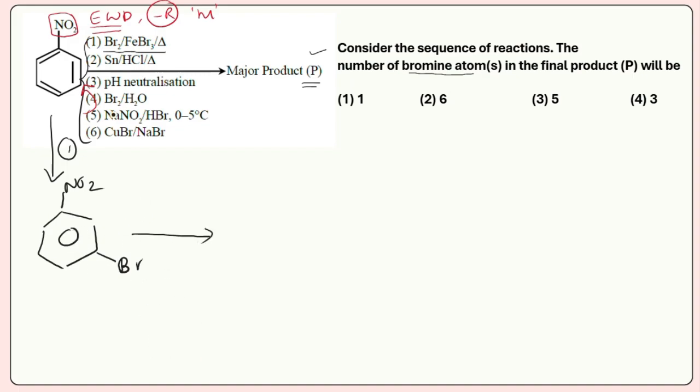Now, the second reaction condition is reduction. Tin, HCl and heating condition means reduction because there is a nitro group.